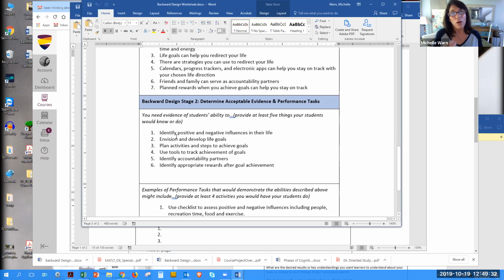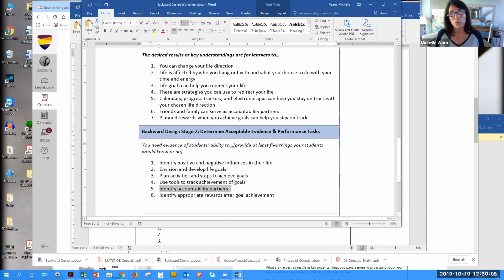And then you think about, well, how are they going to show me that they understand it, right? And that they can do it. They're going to design their life goals. They're going to develop their life goals. They're going to plan steps to achieving those goals. They're going to use tools and apps to track achievement of those goals. They're going to identify accountability partners. See how now your class is starting to come together. Now we're starting to see, okay, here's the stuff that I'm going to have to design for my students in order for them to achieve those big learning outcomes at the end, okay?